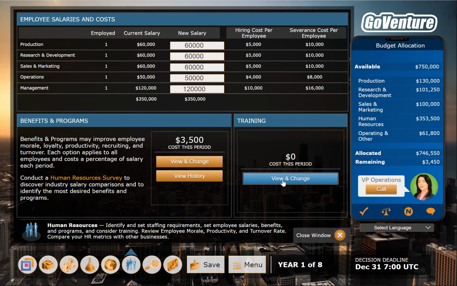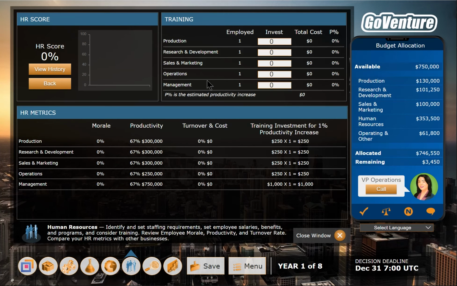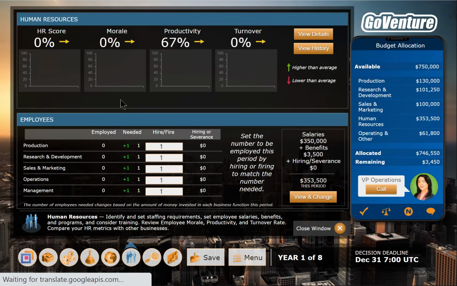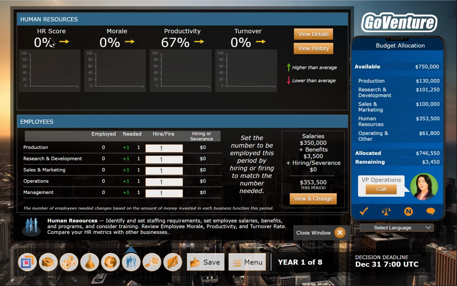Now, you can also train employees to improve their productivity and other metrics. And you can do that by following the directions on the screen and investing money in training each department of employees that you have. And the simulation will track various metrics that you see along the top, like morale, productivity, turnover rate, and HR score. And again, you can view help to find out more details about these various metrics that you're tracked with.